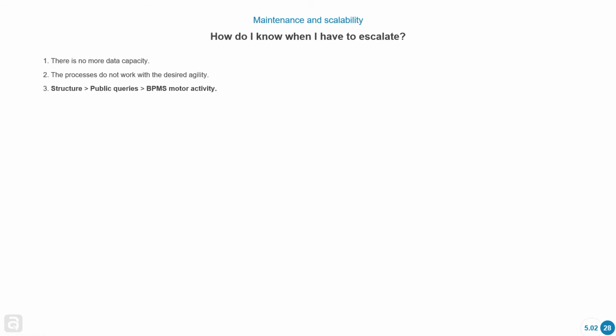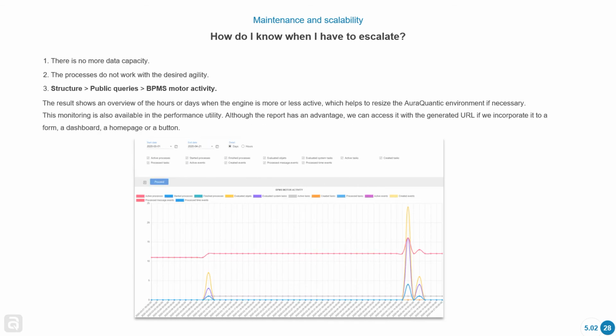How do I know when I have to scale? There is no more data capacity, the process does not work with the desired agility, or because of the information obtained in reports, like for example Structure, Public queries, BPM motor activity. The report shows an overview of the hours or days when the engine is more or less active, which helps to resize the Quantic environment if necessary. This monitoring is also available in the performance utility. The report has an advantage: we can access it with the generated URL if we incorporate it to a form control panel button.